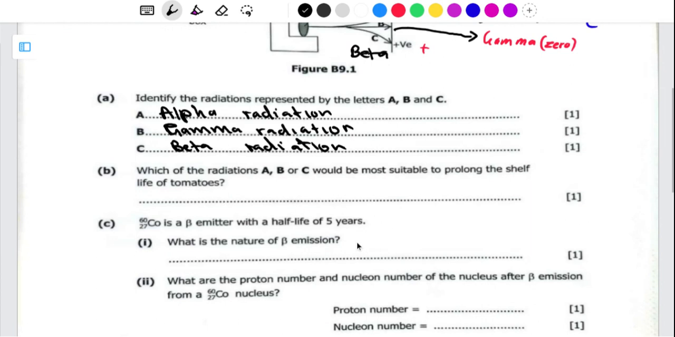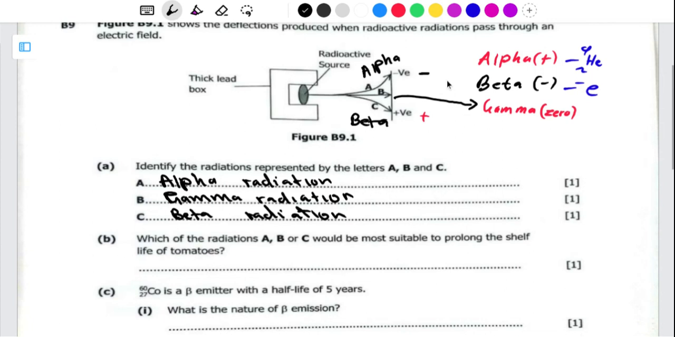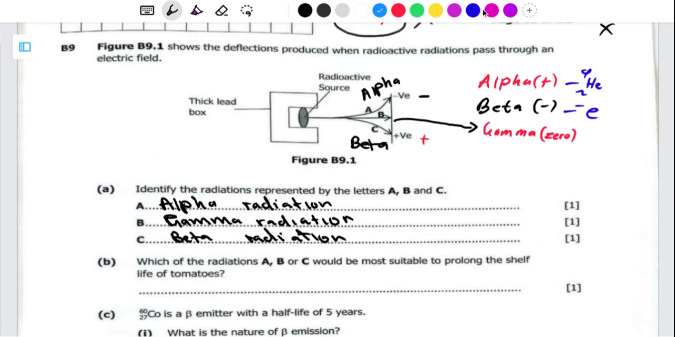Question B. Which of the radiations A, B, or C would be most suitable to prolong the shelf life of tomatoes? Let me just explain here the uses of these. Let's start with alpha. Alpha is mostly used in smoke detectors, in hospitals, in banks, or even in houses.